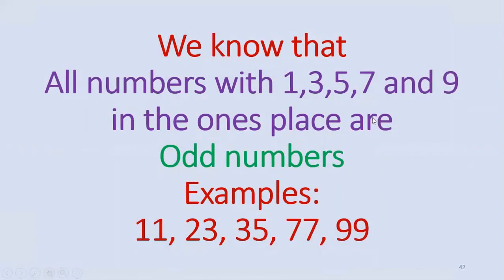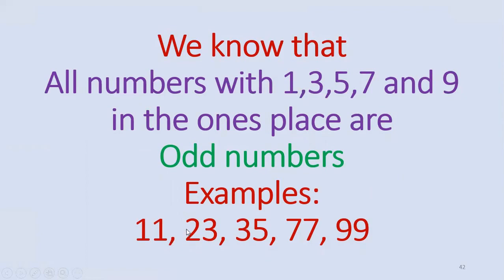We know that all numbers with 1, 3, 5, 7 and 9 in the ones place are odd numbers. I hope it is clear to you all that all the numbers with 1, 3, 5, 7 and 9 in the ones place are odd numbers. So let us see some examples here. Example number 1, number 11. If we see the ones place, which number is there? It is 1. So as we know the rule, it is an odd number.